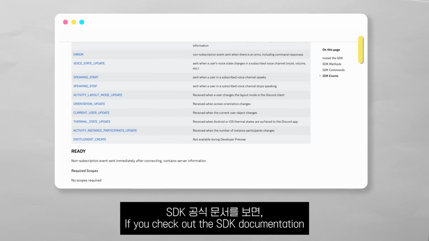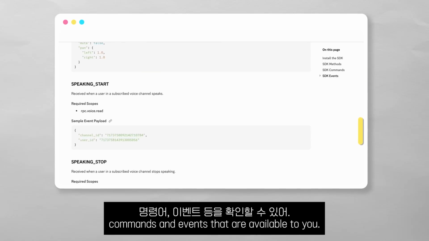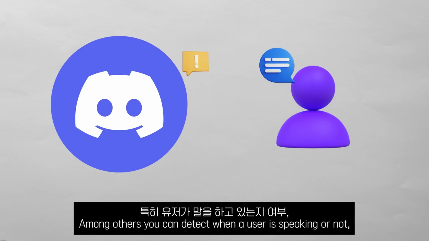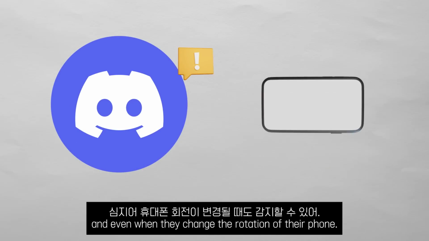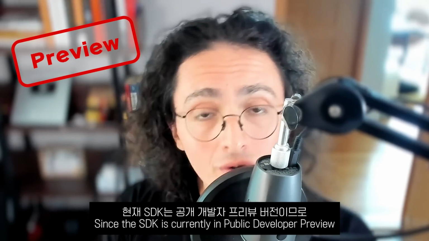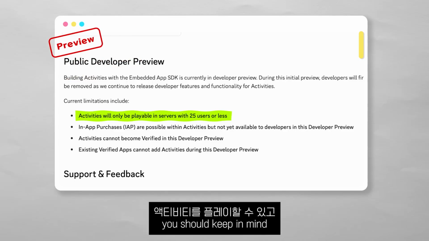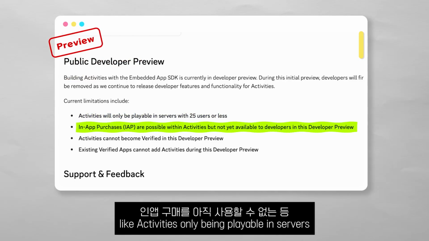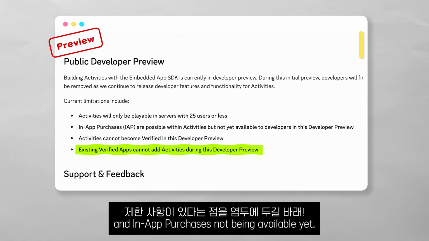If you check out the SDK documentation, you can see all the methods, commands, and events that are available to you. Among others, you can detect when a user is speaking or not, when a new user joins the app, and even when they change the rotation of their phone. Since the SDK is currently in public developer preview, there are some temporary limitations you should keep in mind, like activities only being playable in servers with 25 users or less, and in-app purchases not being available yet.